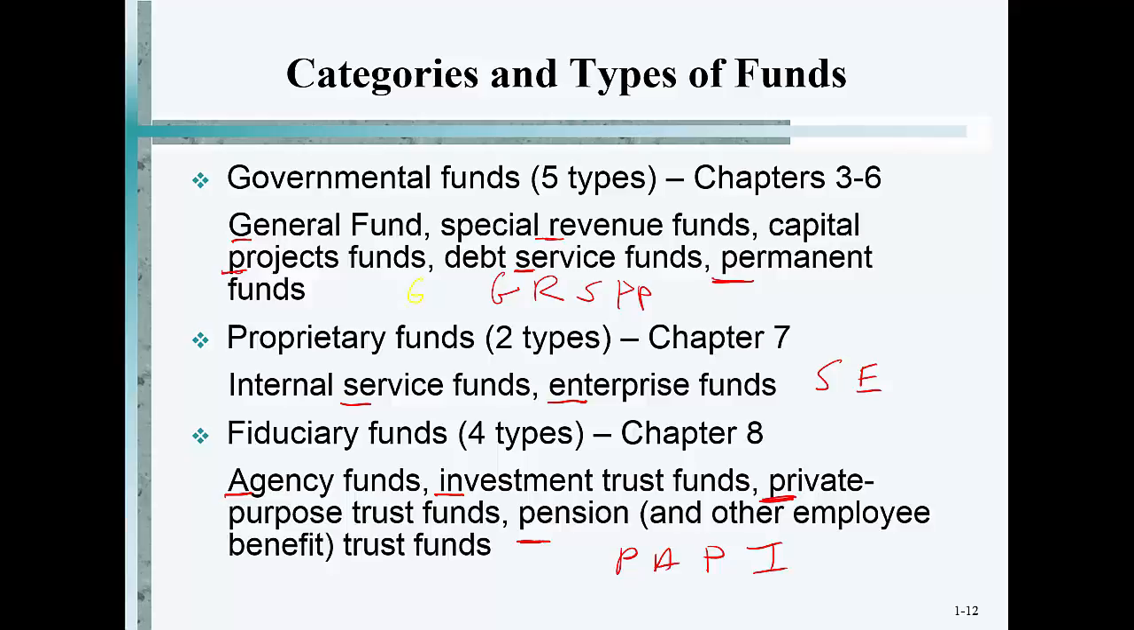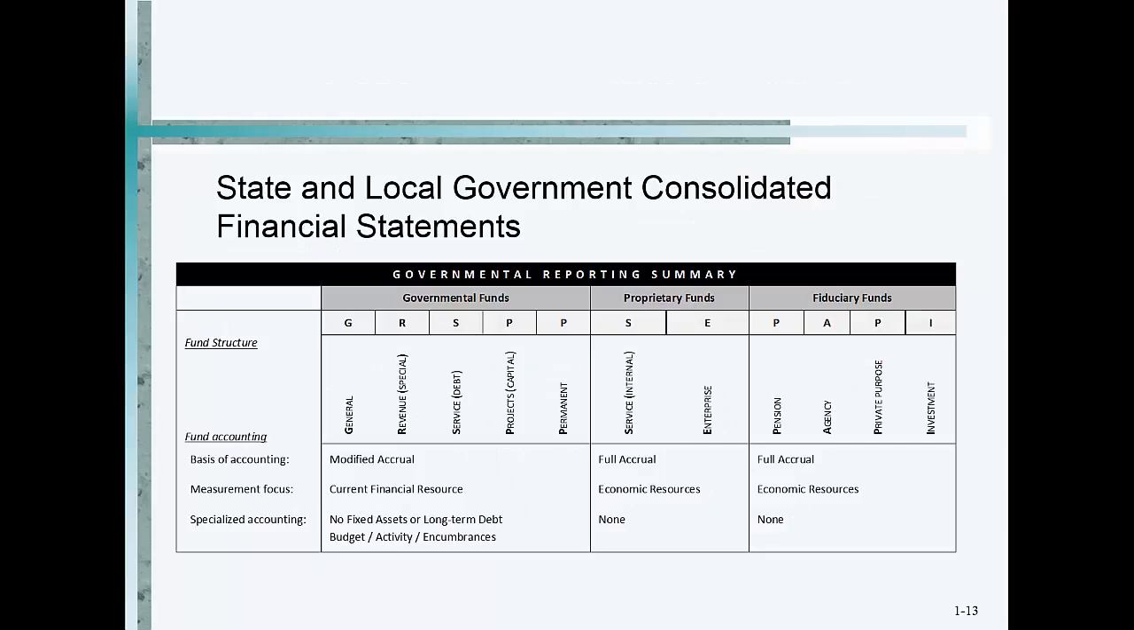Okay, now we will spend most of our time in this class with these governmental funds. We will spend a lesser amount of time with these other funds because most of the difference between governmental accounting and what you've been used to for a long time in your commercial accounting fall in the governmental fund category, those 5 governmental funds, and so we'll spend more time with those.